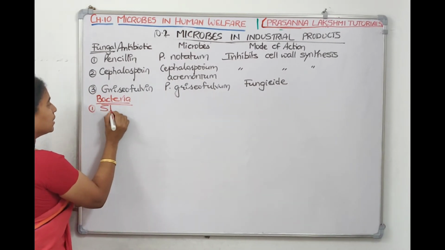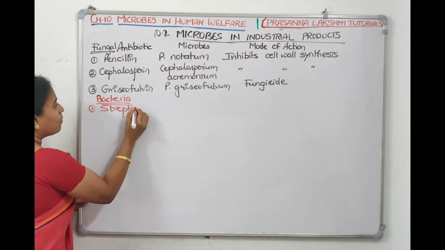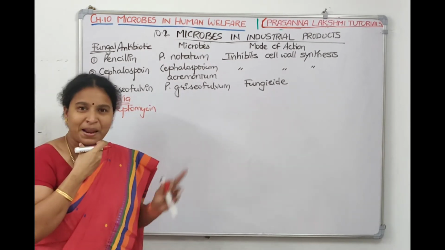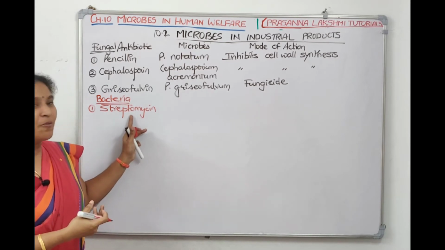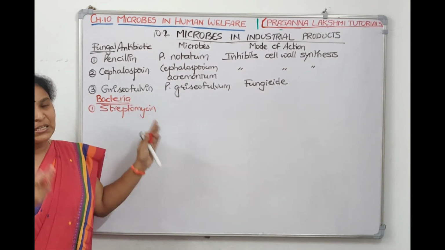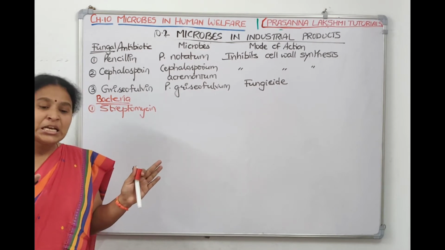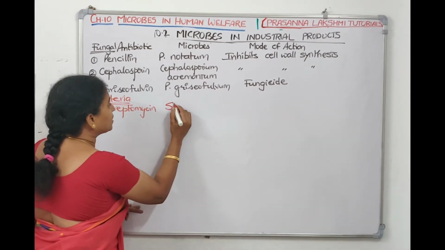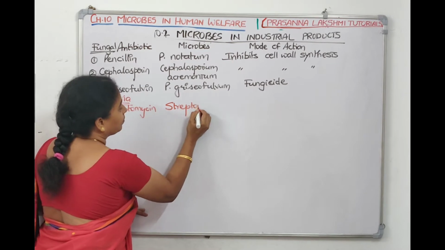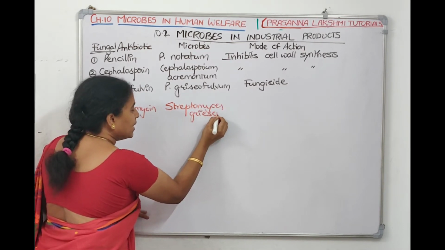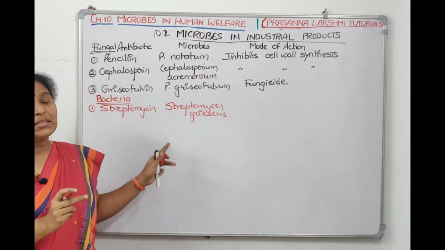Let us see the name of the antibiotic. I told it is streptomycin. When we go and complain to the doctor about throat pain, they'll give us this antibiotic only, streptomycin. Streptomycin is extracted from a bacteria, an actinomycetes member called Streptomyces griseus. And what is the mode of action?